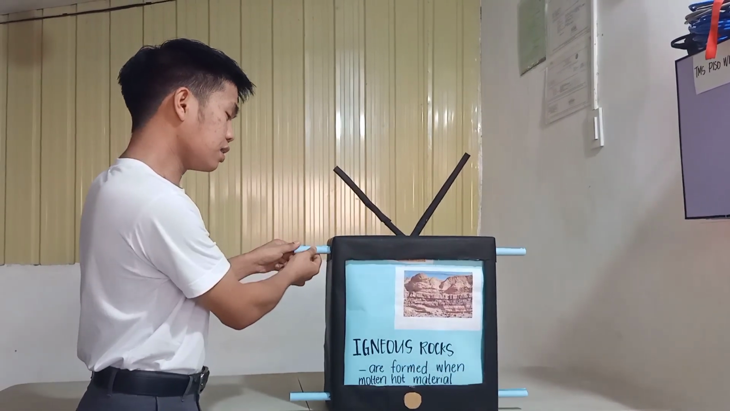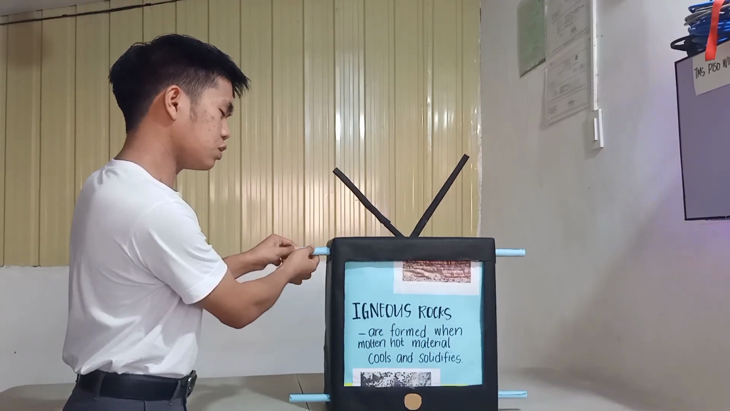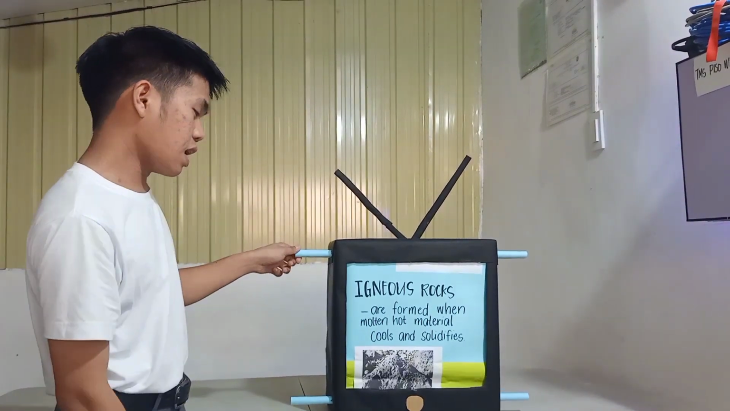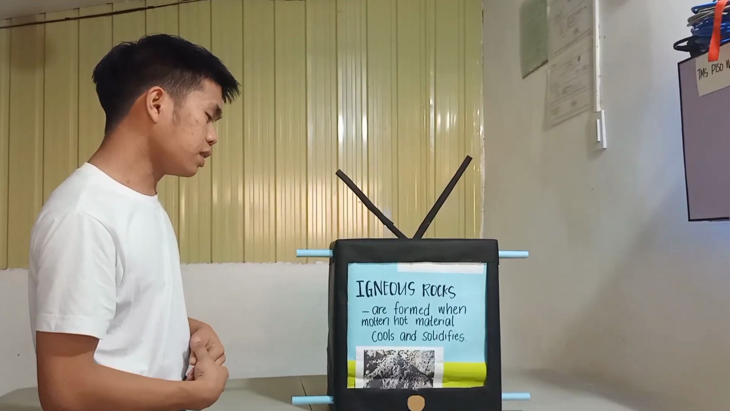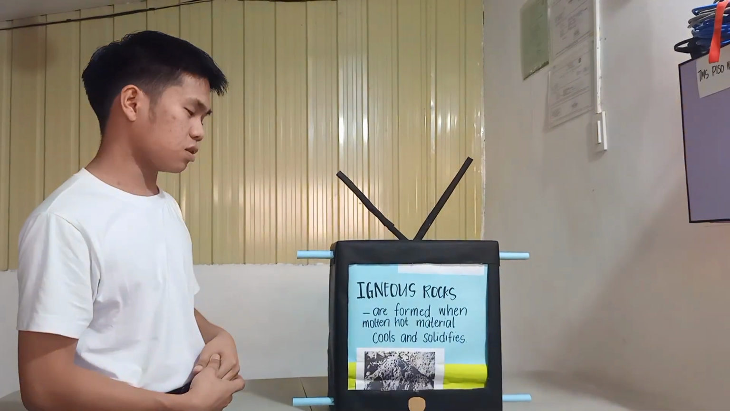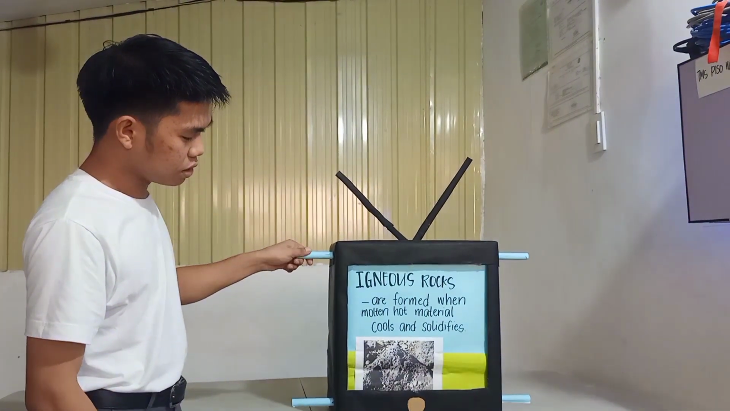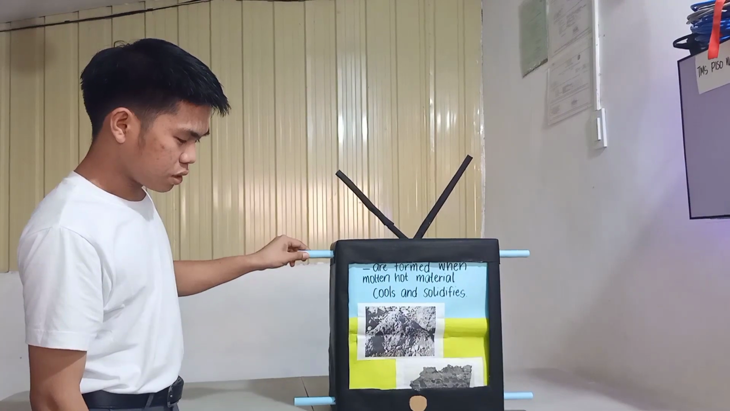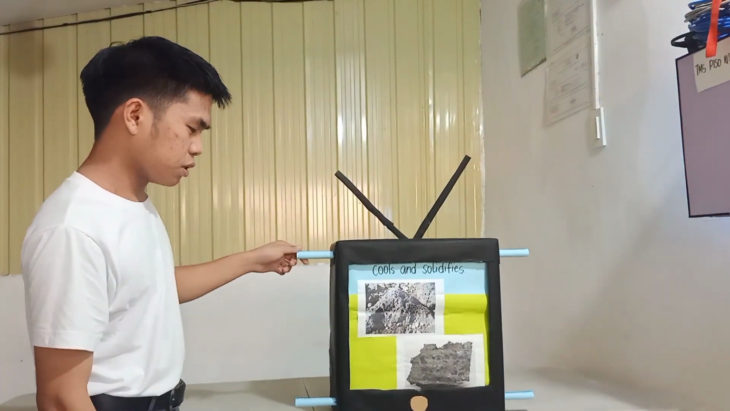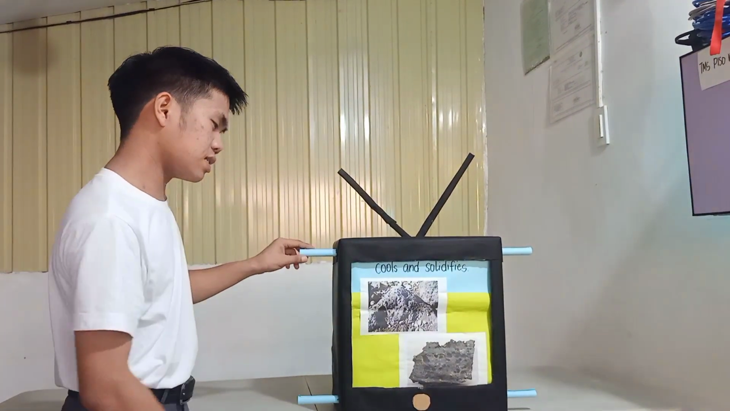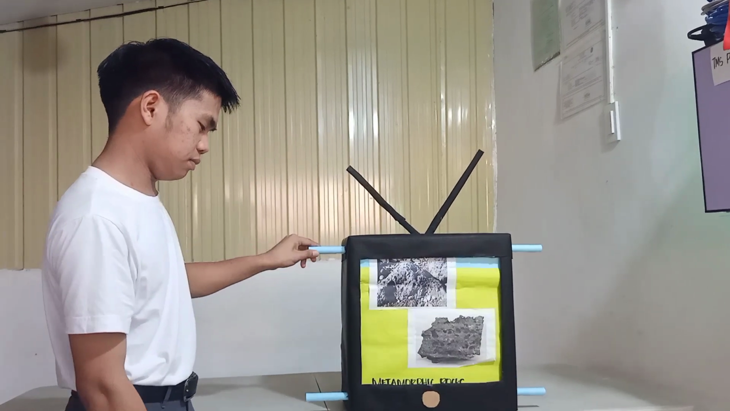So let us now proceed to igneous rocks. What are igneous rocks? They are formed when molten hot material cools and solidifies. So I have here the picture showcasing an example of igneous rock. So this is an example of the igneous rock.